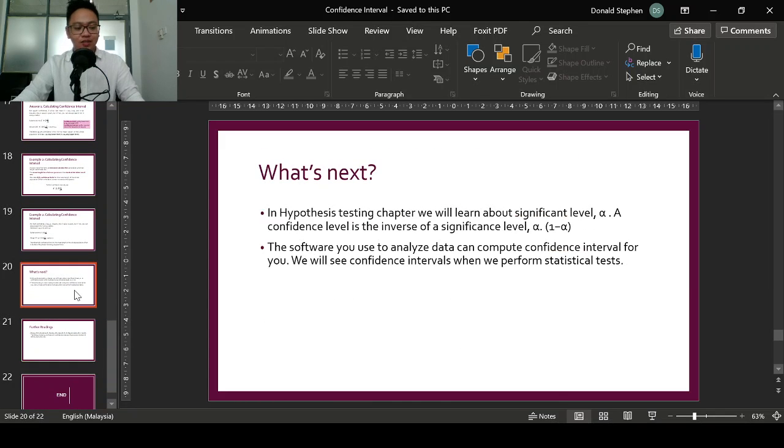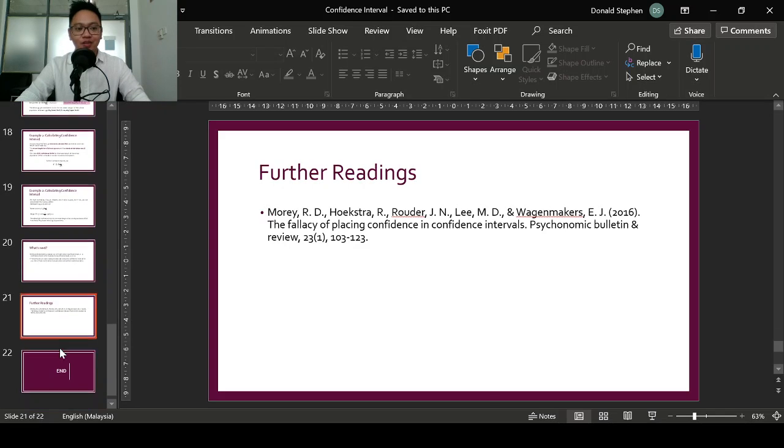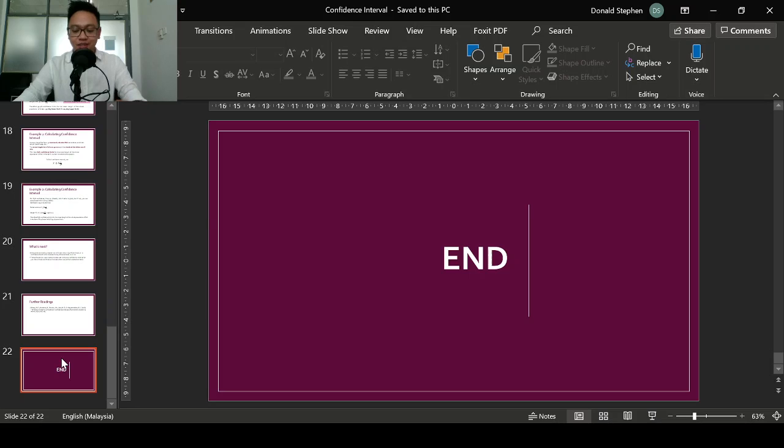Confidence interval is very important in hypothesis testing, because the confidence level is related to your significance level alpha. For example, if your confidence level is 95%, then your alpha is 0.05 or 5%. So that's it for this. These two things are what you need to know about confidence interval.